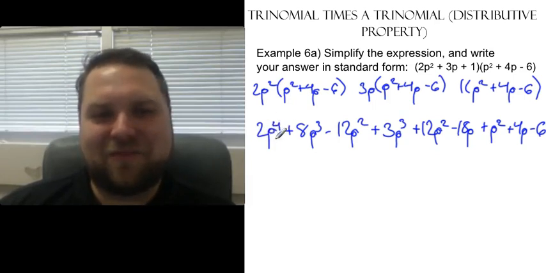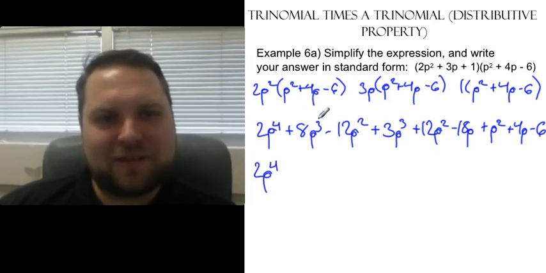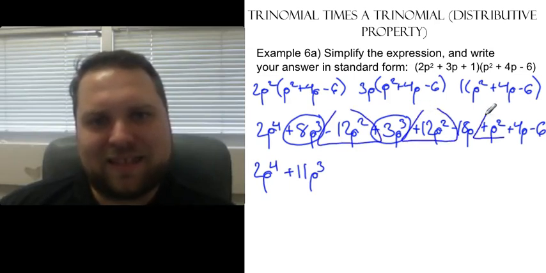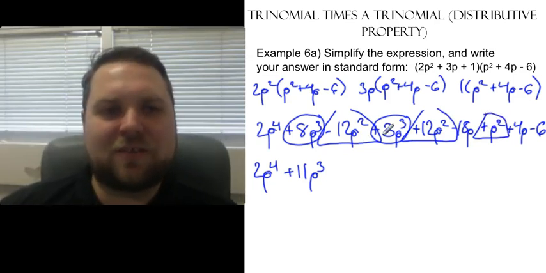I start off with a 4th degree term, and there is no other one like it. Then I'm going to look next for any 3rd degree terms. There's one, and I don't have any others. 8 plus 3 would be 11p to the 3rd. Next up, I have squared terms there, and look at this. I have 3 of them. So make sure you look all the way through.